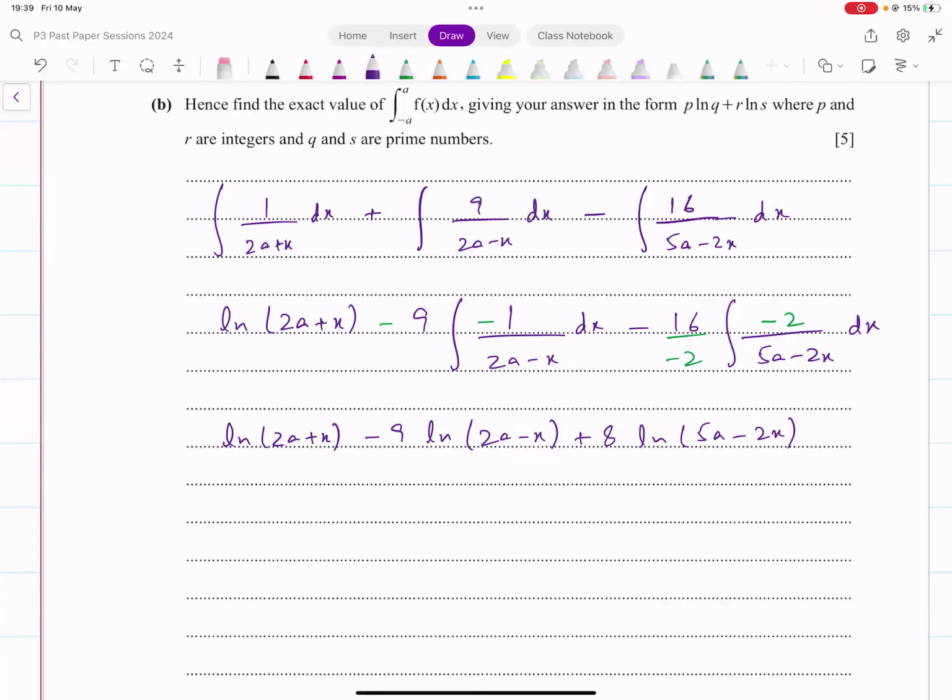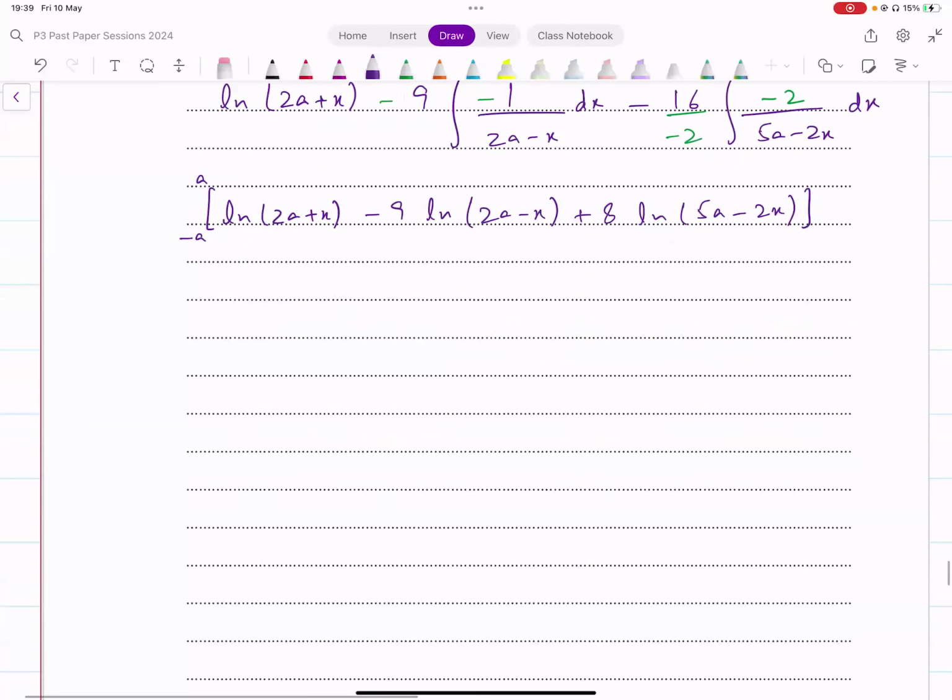Now it's about inputting the limits. Limits are from minus a to a. Let's input those limits and see what we get. Minus a to plus a. Okay, let's input a first of all. That gives us ln of 2a plus a minus 9 into ln of 2a minus a plus 8 into ln of 5a minus 2a.